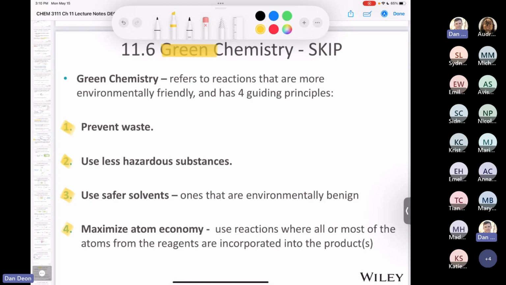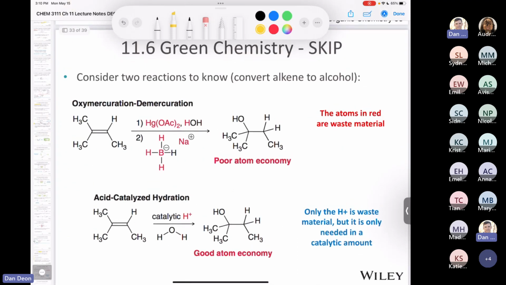Maximizing atom economy just means we want as few atoms as possible that we're using to end up in the waste. And so if you look at these 2 reactions that I have shown here, they're both simply Markovnikov additions of water across a double bond. It's the same reaction. However, if you look at the first one, you can see there's all kinds of atoms that don't end up in the final product, and they actually end up in the waste. Whereas if you use just acid catalyzed hydration as opposed to oxymercuration, demercuration, we have way fewer atoms that end up in the garbage.